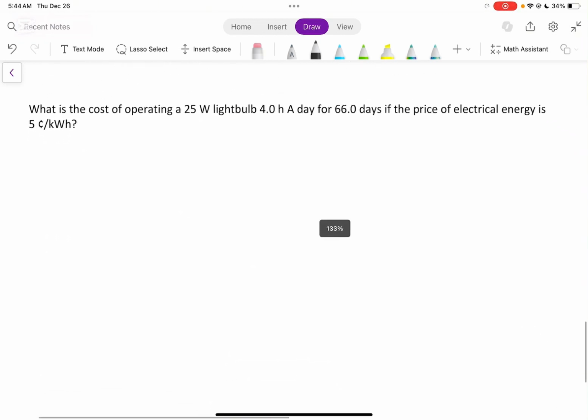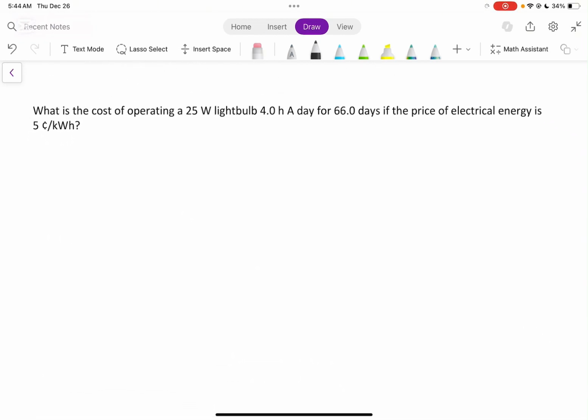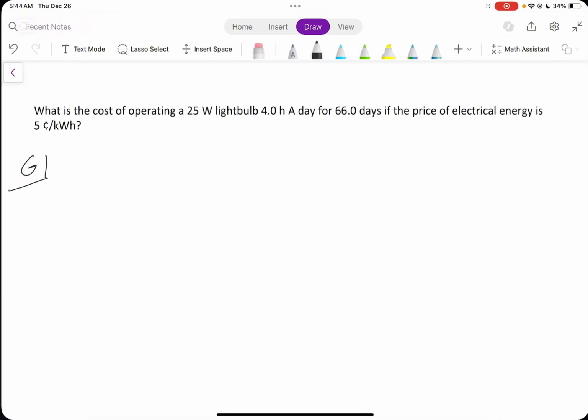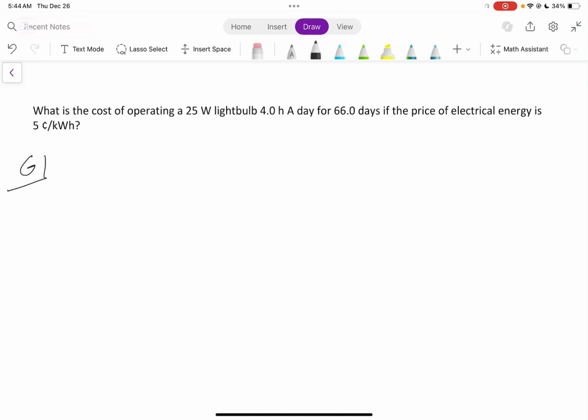But let's go down here and take a look at this sample problem. So let's get into our given. What is the cost of operating a 25-watt light bulb for 4 hours a day for 66 days?